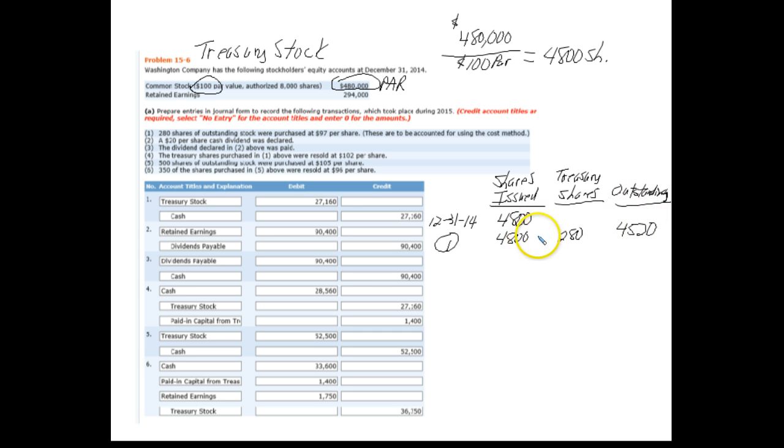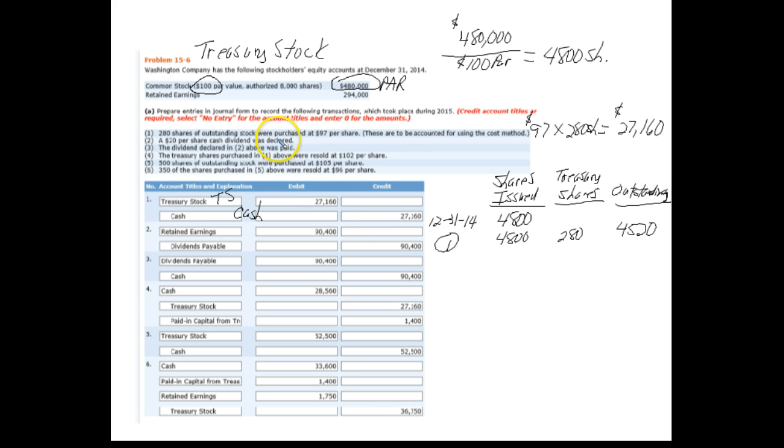So at one time or another, the company has sold or issued 4,800 shares. 280 of those we bought back. They're in the Treasury. So now there are only 4,520 that are outside the company, outstanding. Okay, and so when we do this, there's a debit to Treasury stock and a credit to cash for the cost. So $97 for 280 shares is a total cost of $27,160. So that's the dollar amount of the debit and credit.